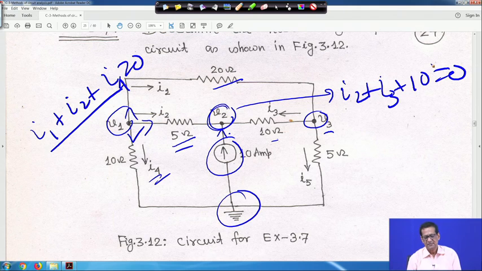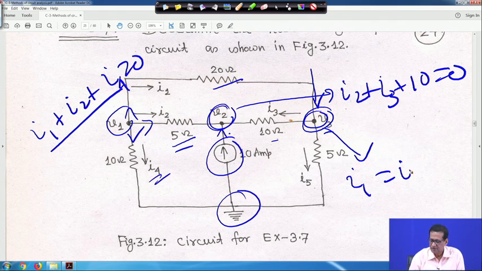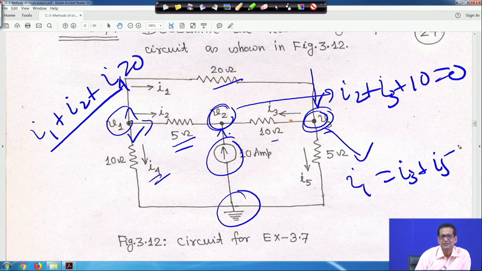This is another KCL. Then if you apply KCL at node 3, the I1 current is entering this node, and the other two currents are leaving, so I1 is equal to I3 plus I5. All these things you will be knowing. This is for explanation.